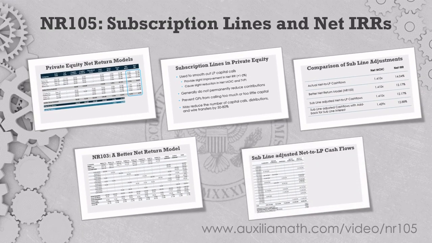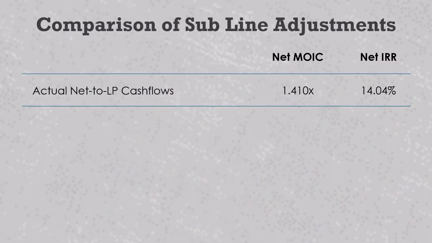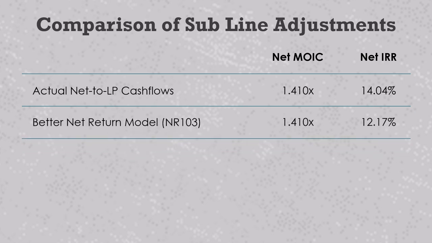So just to go back and summarize these models, the fund's real actual net to LP returns are a 1.41 net multiple and a 14% net IRR. When we use the better net return model to synchronize all net and gross cash flows, we get the same net multiples and a subline adjusted net IRR of 12.17%. The benefit of this approach is that not only do we adjust the entire fund's net IRR, but we also get a subline adjusted net return for every investment in the portfolio.